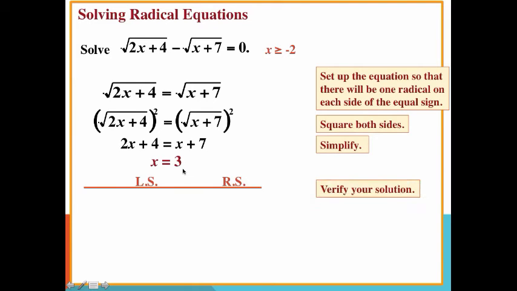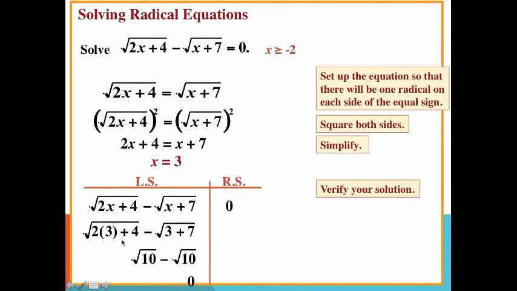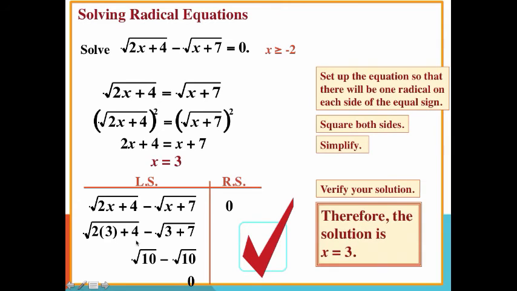I should go ahead and check this and verify my solution. The left-hand side of my equation was the square root of 2x plus 4 minus the square root of x plus 7, and the right-hand side equaled 0. If I go ahead and plug in my 3, you're going to have the square root of 2 times 3 plus 4 minus the square root of 3 plus 7, and keep doing the work, you're going to get 0. Therefore, the right side equals the left side, and this is a true solution. So x equals 3 is the solution to this particular equation right here.